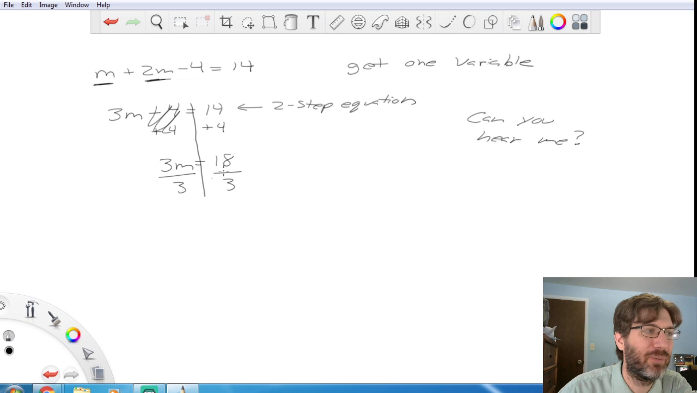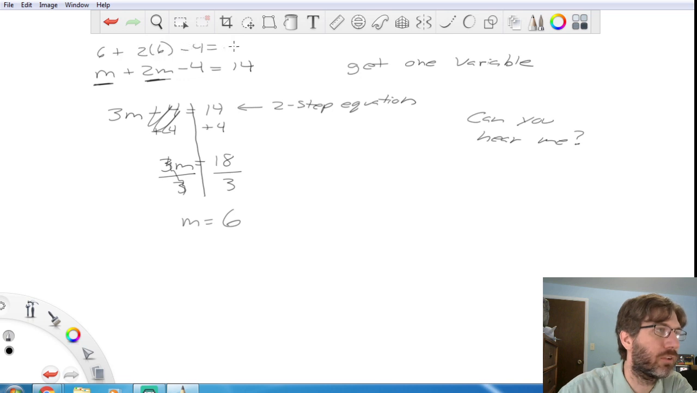But anyways, once you divide by 3, your 3's here will cancel. Leaves you with m equals, and then 18 divided by 3 gives you 6. And then again, you can go ahead and plug that in. So 6 plus 2 times 6 minus 4 should equal 14. 2 times 6 gives you 12. 6 plus 12 minus 4 gives you 14. 6 plus 12 gives you the 18. 18 minus 4 gives you the 14. So you can check things out.